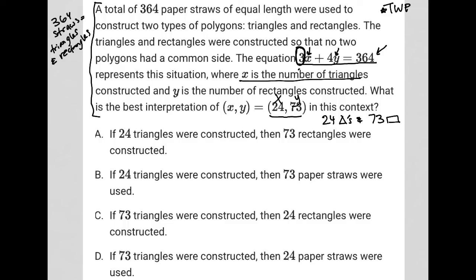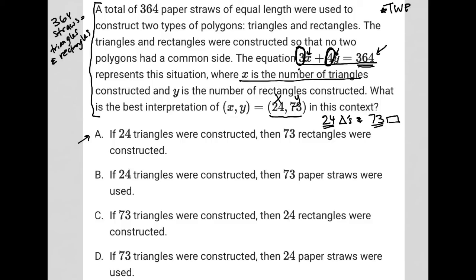So 24 triangles, and 24 times 3 straws to make those triangles. It requires 4 straws to make a rectangle. So we have 73 rectangles, but of course it would take 4 times 73 if we wanted to know the number of straws it took to make those rectangles. And then our 364 has to do with our total number of straws. All right, but we just care about the 24 and the 73.